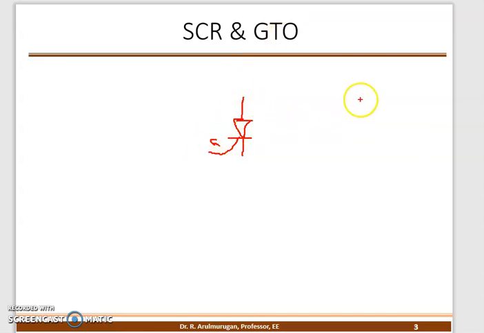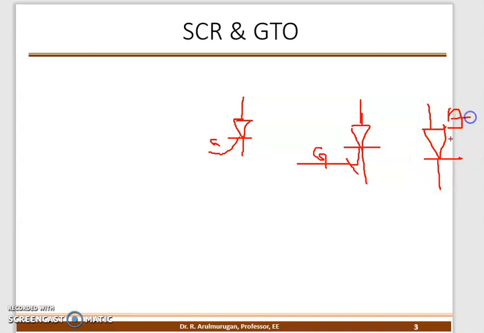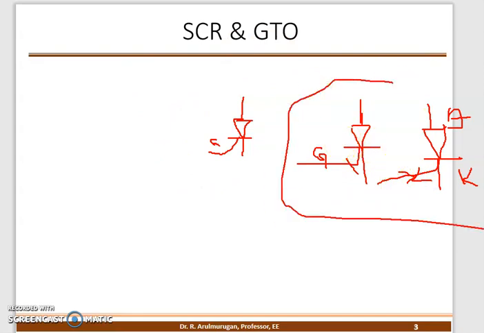GTO means the same SCR, which I draw, and then I draw the gate terminal and put a slash on it. The gate terminal has an inside arrow mark and an outside arrow mark. This is the GTO, whereas the SCR has no arrow mark.